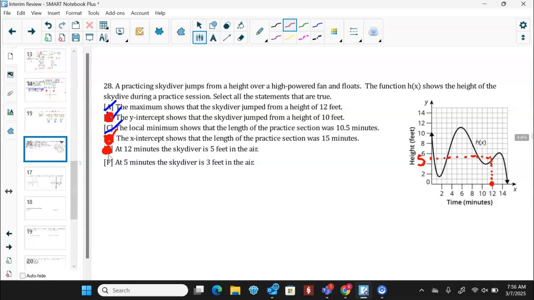Yes, the skydiver is 5 feet in the air at 12 minutes. Very good. And then the last one says at 5 minutes the skydiver is 3 feet in the air. So at 5 minutes, he's not at 3 feet. He's at 11 feet. So that is not true. So answers B, D, and E are correct.